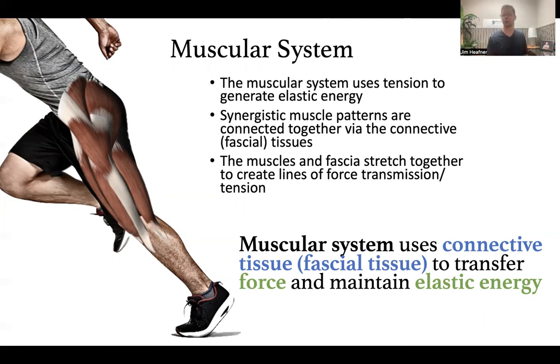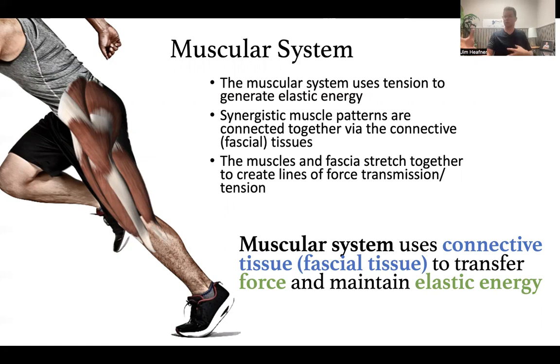Elastic energy turns into thermal energy, and that changes what's happening and how the tissues have to work to absorb that movement. So synergistic muscle patterns are connected via the connective tissue. Muscle to muscle, as I do a pec fly type of motion, I use all the muscles from here through the bicep, through the forearm, and into the wrist flexors. All of those need to work together to help complete the movement.